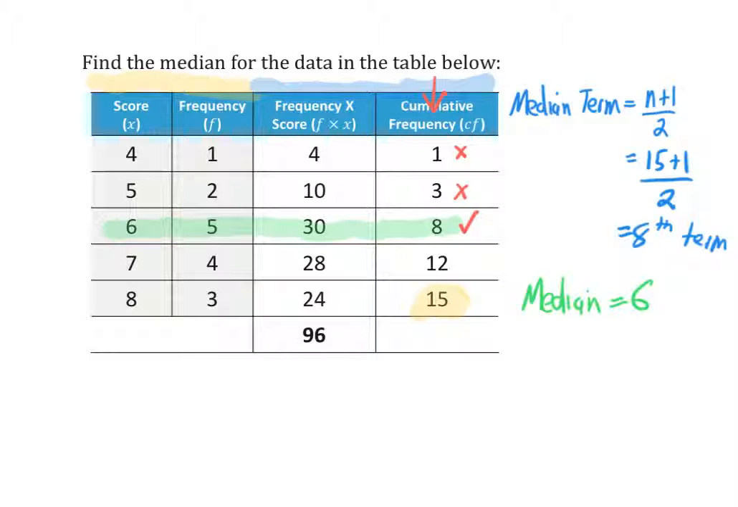If the cumulative frequency number was 7 instead of 8, then we would go on to the next score and then stop when we get to 12 because the 8th number lies within that line. But because the cumulative frequency was 8, we stop there and work out that our median is equal to 6.